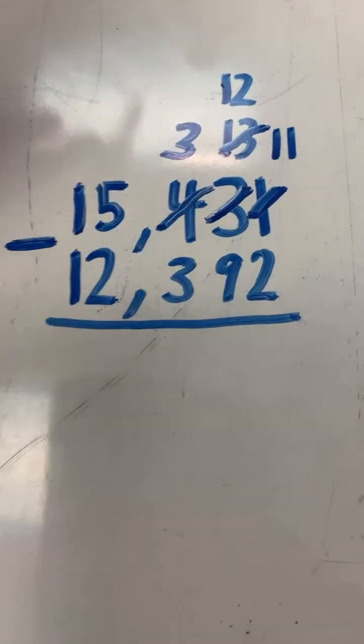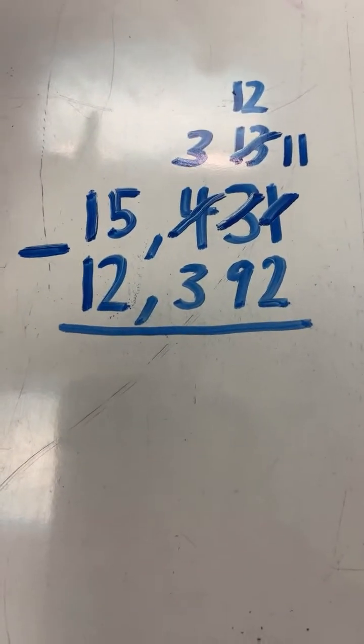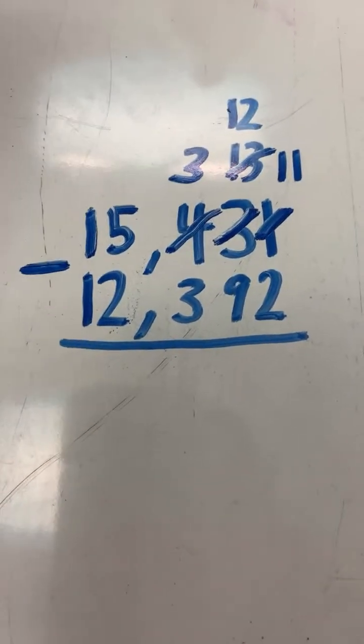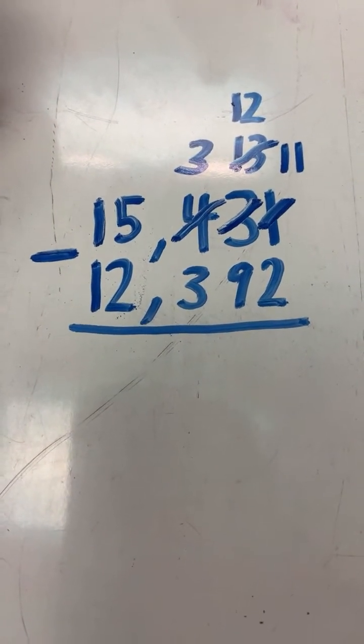It's okay for the top and bottom digits to be the same. The only thing is the bottom digits cannot be bigger. If the bottom digits are bigger, regrouping is necessary. But we've done all our regrouping, and now we are ready to subtract.